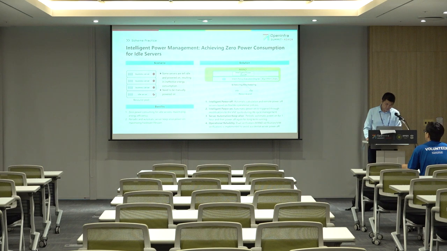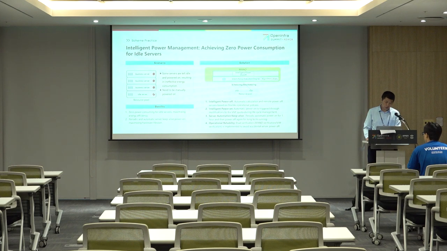This is a feature that will combine with defragmentation. That means we will power off the server. And this feature means for the idle server, we will use the management plane to define the policy to power off. The management plane will call the PIM, the physical infrastructure management component, to power off the server.